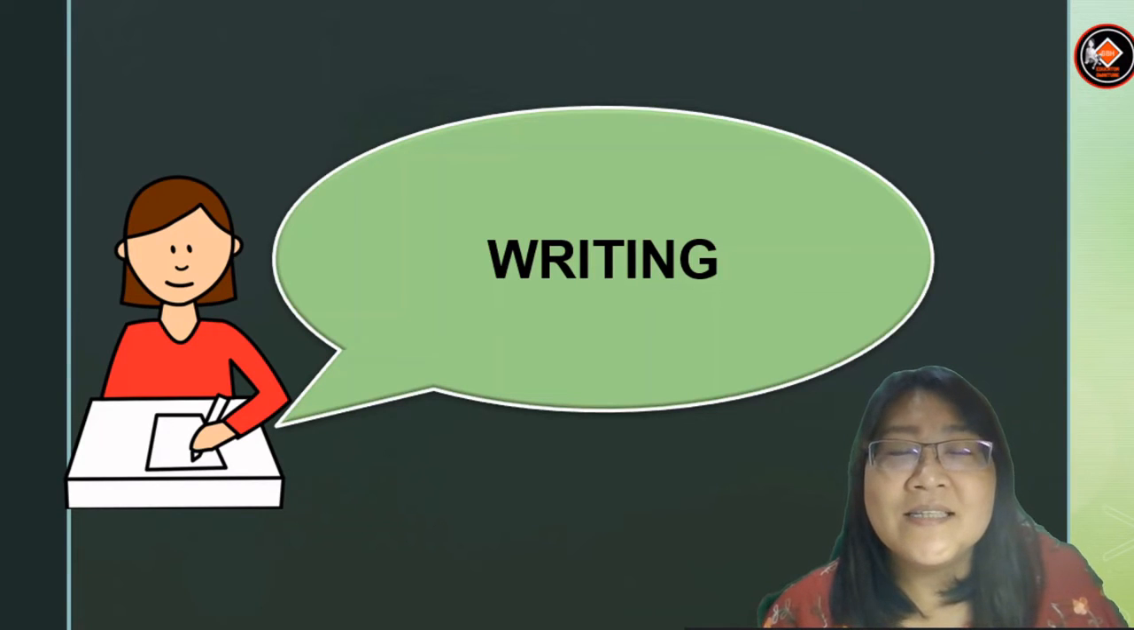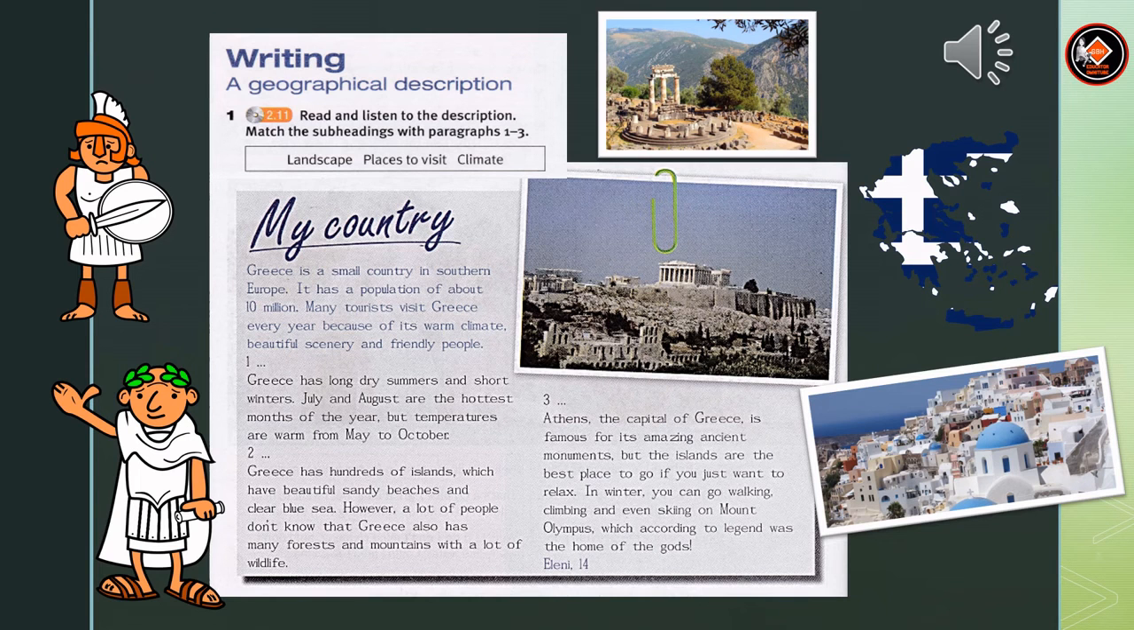The last lesson in this video is on writing. Unit 4. Writing. A geographical description. Exercise 1. My country. Greece is a small country in southern Europe. It has a population of about 10 million. Many tourists visit Greece every year because of its warm climate, beautiful scenery, and friendly people.